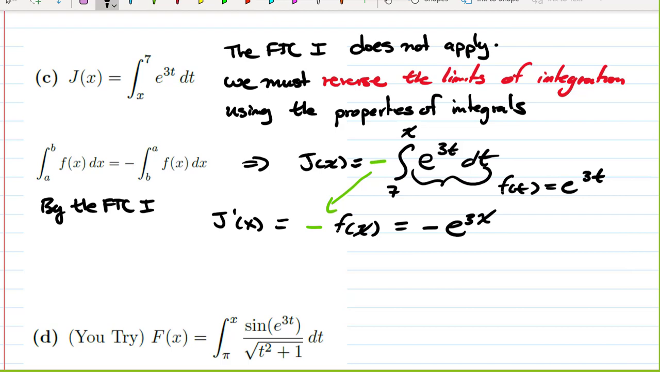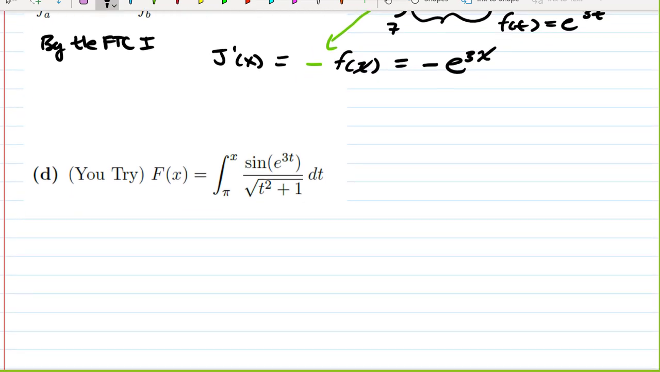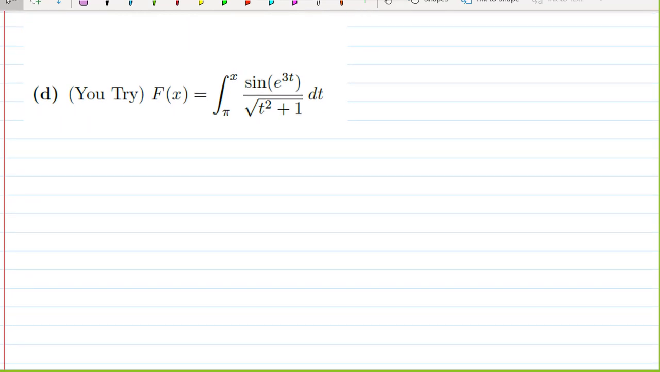So the derivative j prime is negative e to the 3x. So we just have to be a little bit careful. If the upper limit of integration isn't a variable, we have to use properties of integrals to rewrite the integral. Then we can apply the fundamental theorem of calculus part 1. All right, the next one is a Utry for you guys.